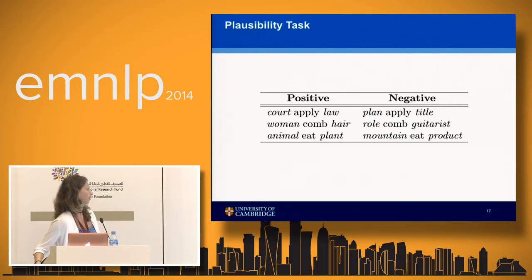So just a couple of examples to give you an idea of the type of sentences that we'll be working with. So imagine 2 types of categories, positive examples and negative examples. In positive examples, you can imagine something like court applies law. And an implausible sentence would be something like plan applies title. And you can see these in our examples.